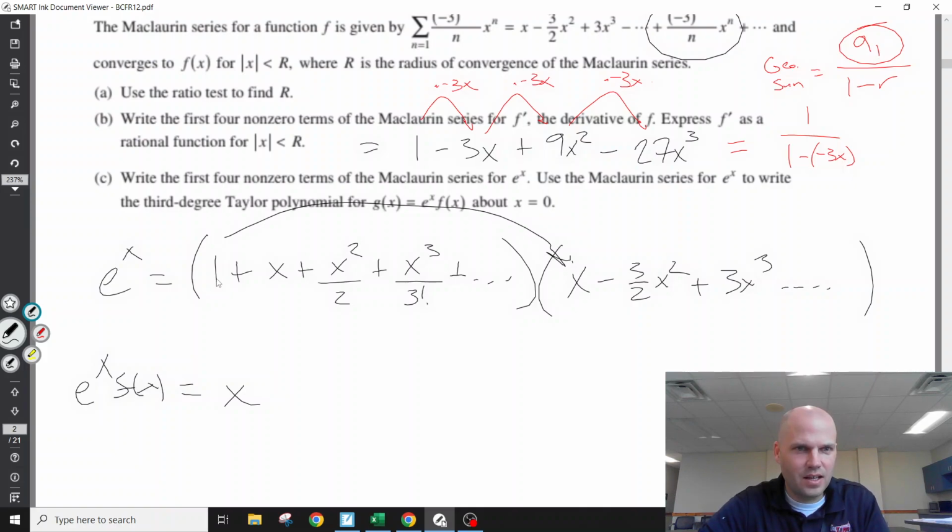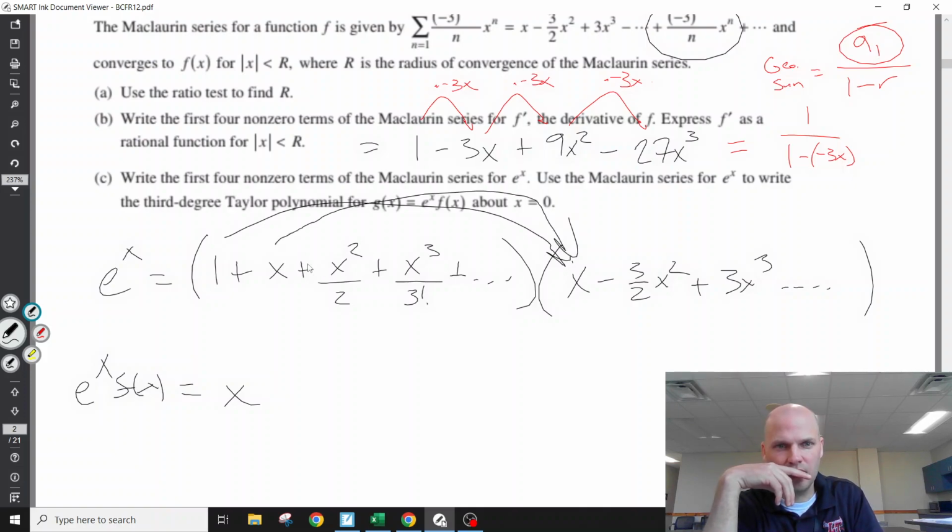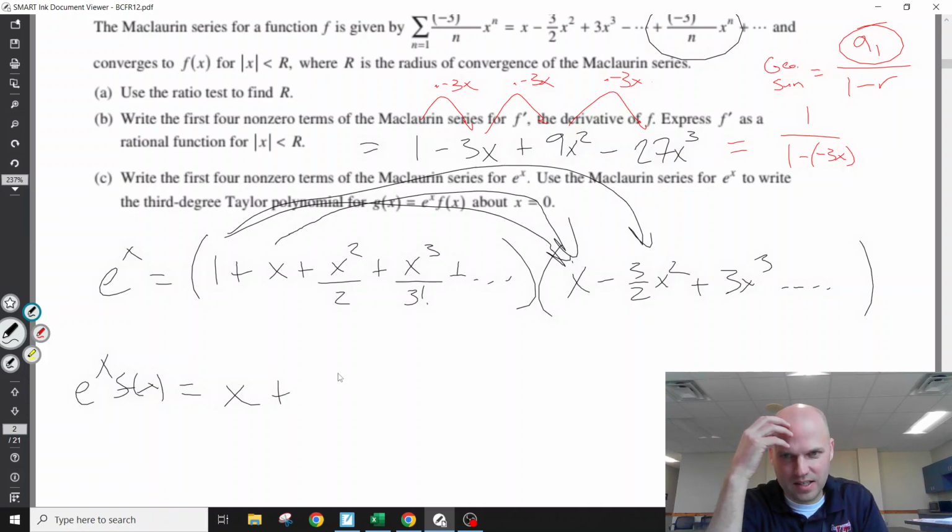And realize all the different ways to get your x term, your x squared term. I have an x squared, but I also have negative 3 halves x squared, which I need to combine to be negative 1 half x squared. You can consider this your second term.